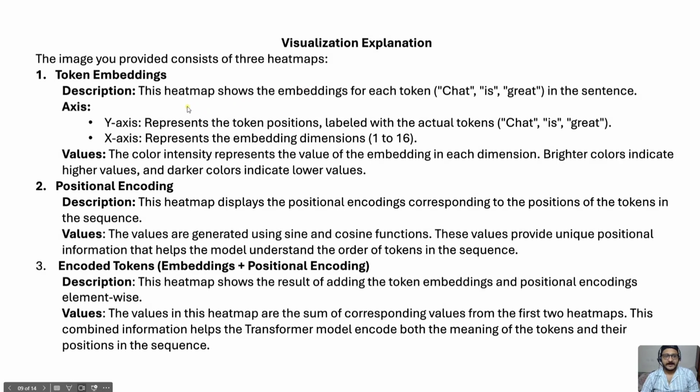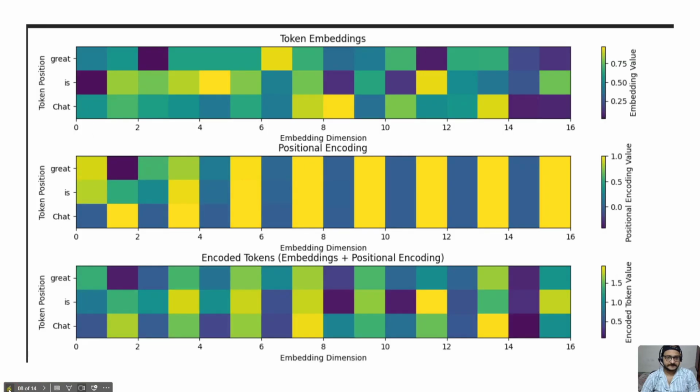So the token embedding heat map shows the embedding for each token in the sentence "Chat is great". The y axis represents the token position, labeled with the actual tokens, and the x axis represents the embedding dimension, which is 1 to 16. In the script I have shown you, we are using a 16 dimension model. If I go back to my screen, you can see the embedding dimension is 16, and the token position is on the y axis. Each token is chat, is, great.